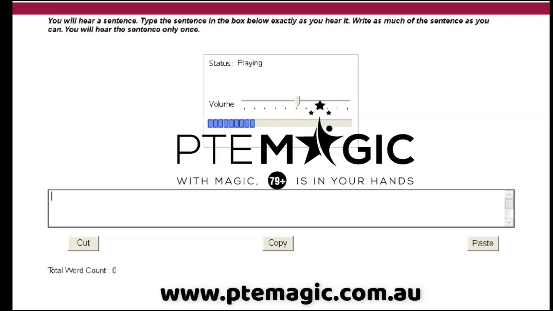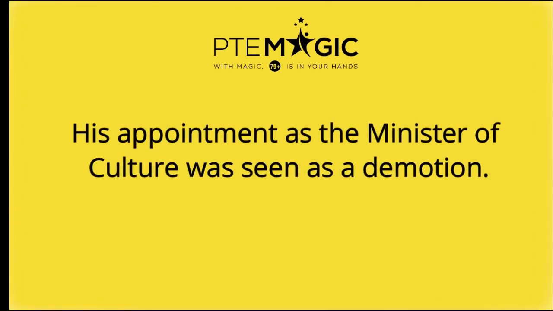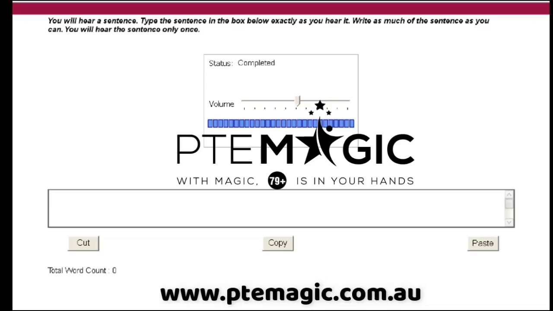His appointment as the Minister of Culture was seen as a demotion.